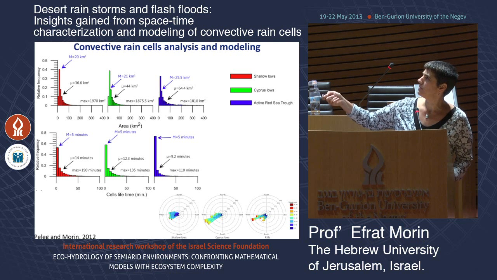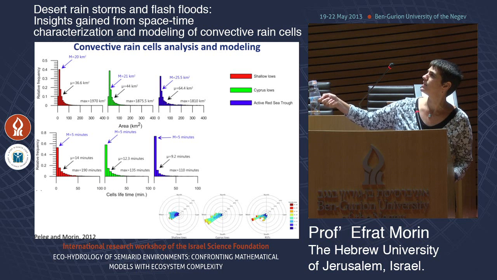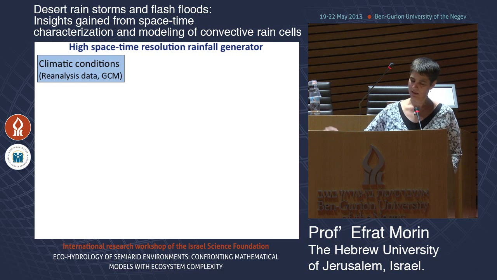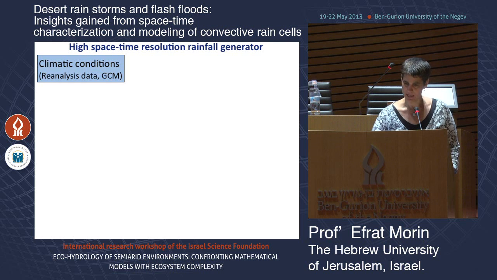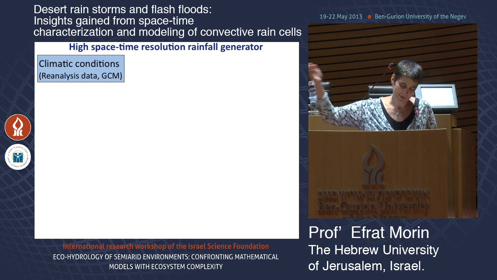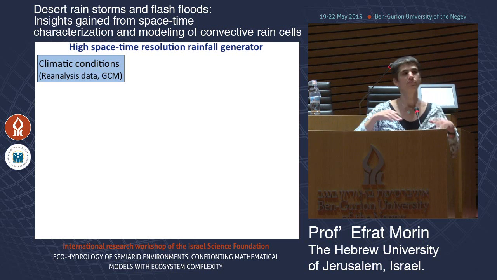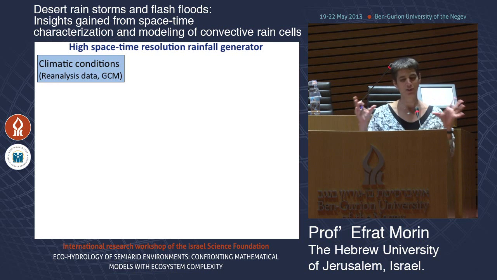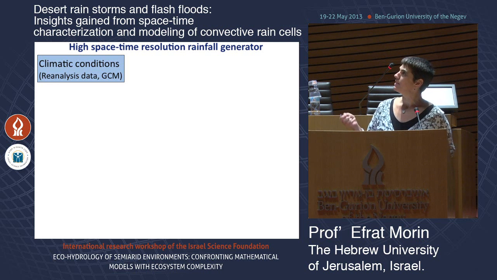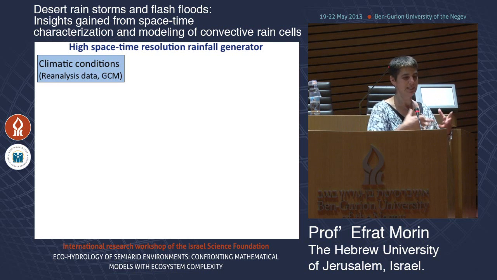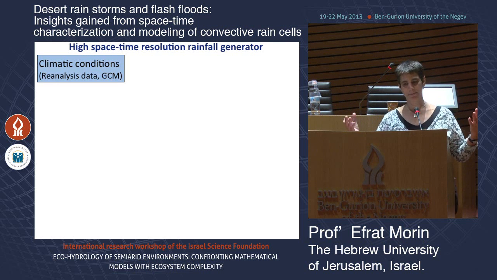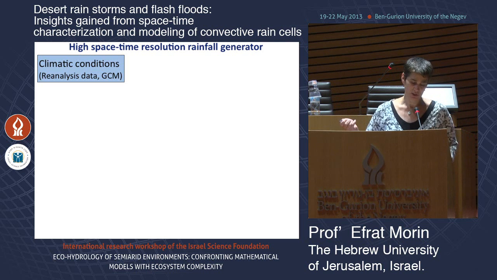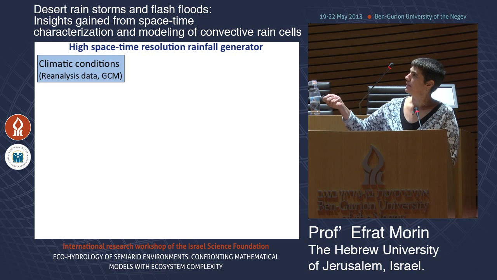And here I just present the area of the convective rain cells, the lifetime of the cells, the direction, but of course we have all other characteristics also. And one of the implications of this information is to put everything in what's called a rainfall generator or weather generator, a weather generator of rainfall that will generate these convective rain cells forced by climate and meteorology. So this is working now.